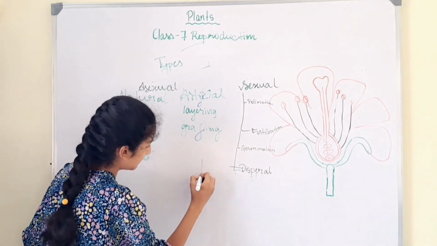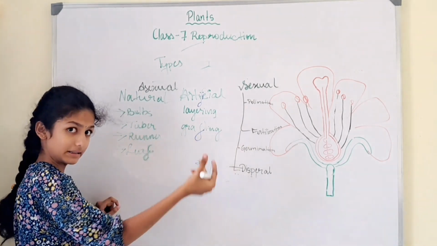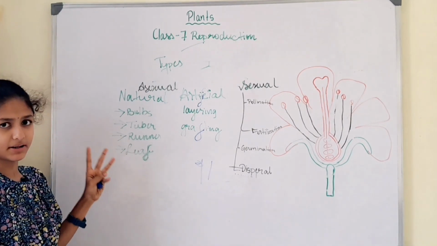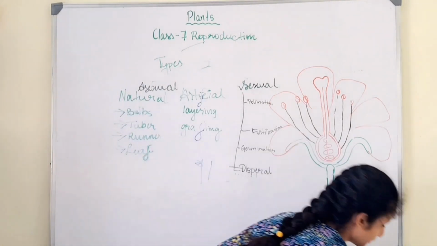Suppose this is one plant. In this plant, we cut a part and we attach it with a bud. That is known as budding. And we completed grafting, budding, layering as asexual reproduction. Let us go into sexual reproduction.